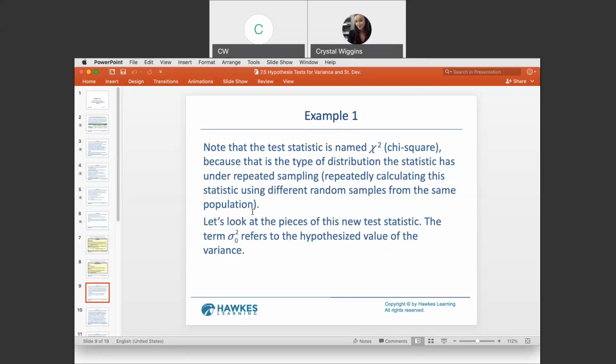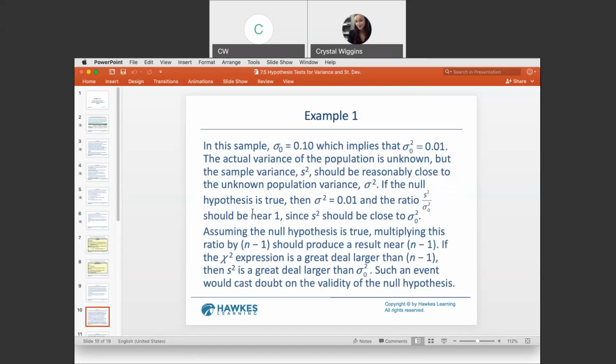Let's look at the pieces of this new test statistic. The term, the population variance, sigma squared naught, refers to the hypothesized value of the variance. In this example, sigma naught is 0.1, which implies that the variance is 0.01, because remember, the standard deviation is just the square root of variance. So to go from standard deviation, 0.1, to the variance, you square it.